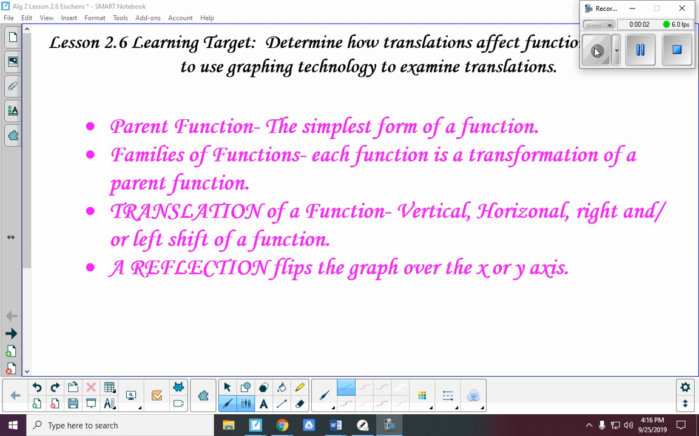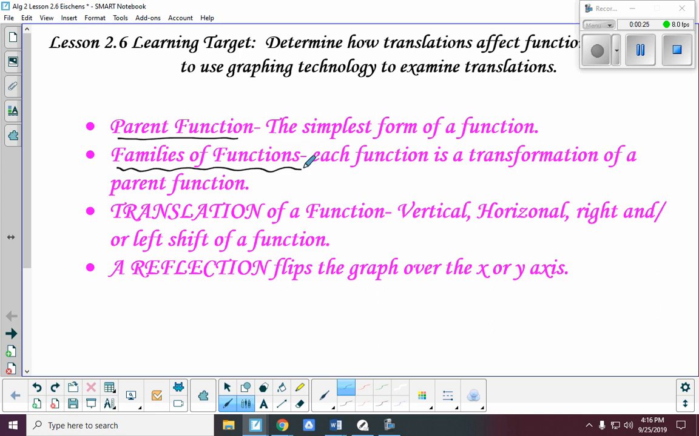In this lesson we are going to be talking about translations of functions. So first of all, some vocabulary you need to understand is that a parent function is the simplest form of a function. Families of functions would be each function is a transformation of a parent function. So let me explain this further.